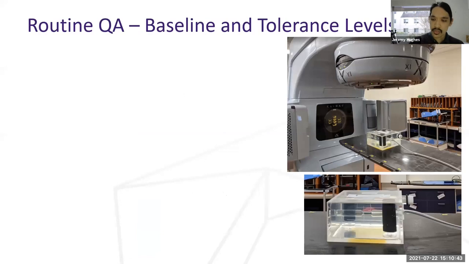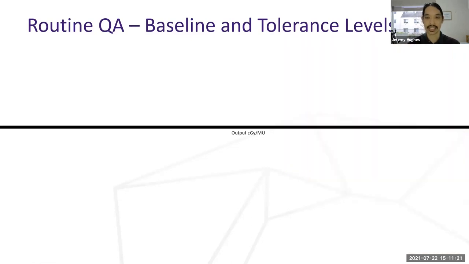So when we perform routine QA, this is just a few pictures of our monthly dosimetry checks. Very basically, we deliver with reference conditions a known amount of radiation onto our chamber down here. The reading, the response that we get from that chamber, is related to the output of the machine. So that's how we're measuring it. We're measuring the output of the machine to make sure that it's delivering the correct amount. And we get a number.